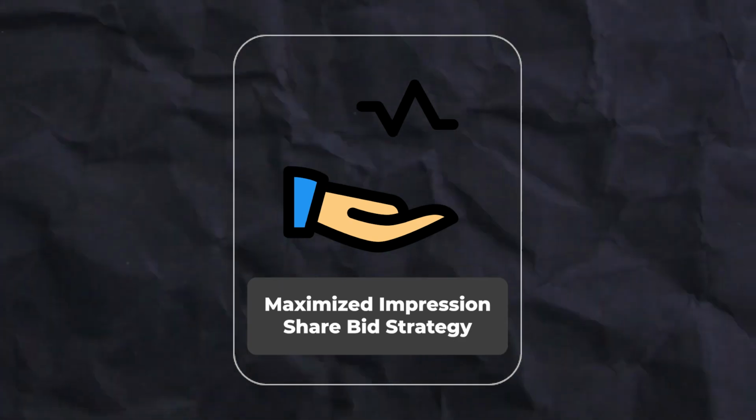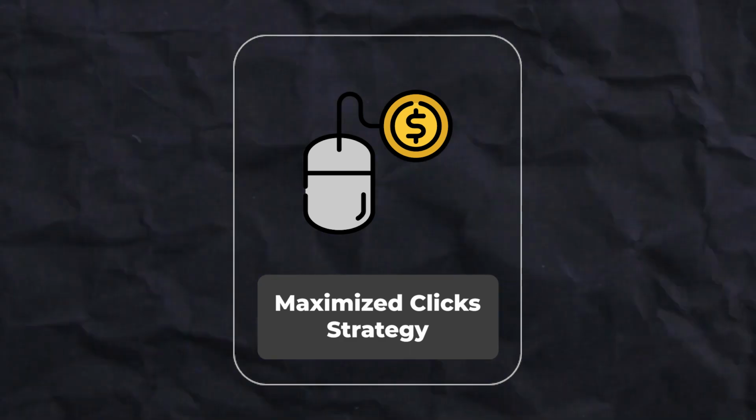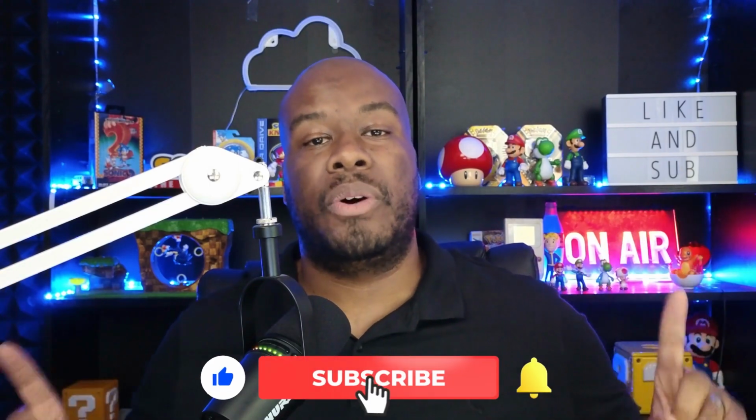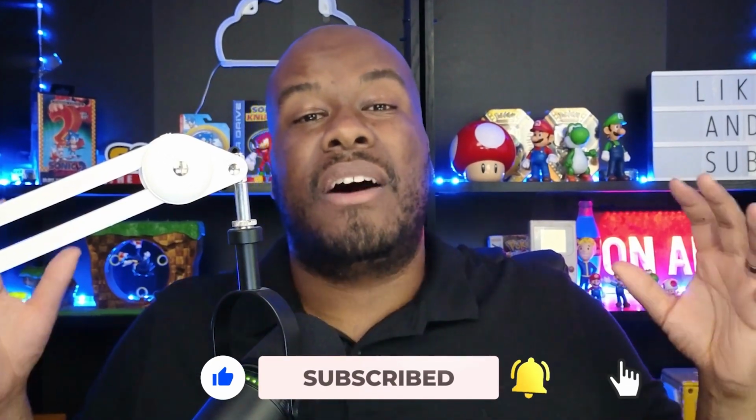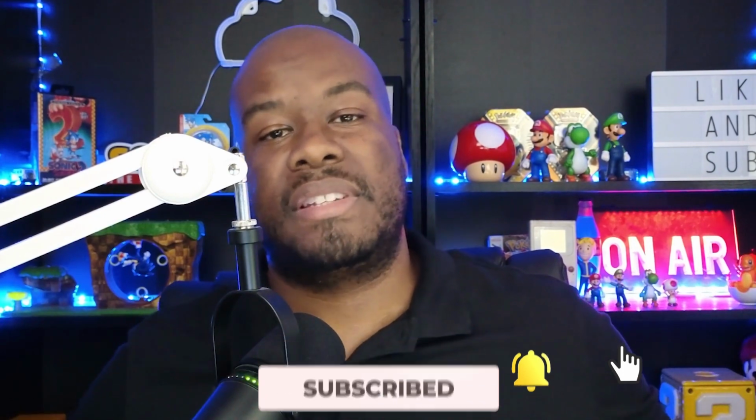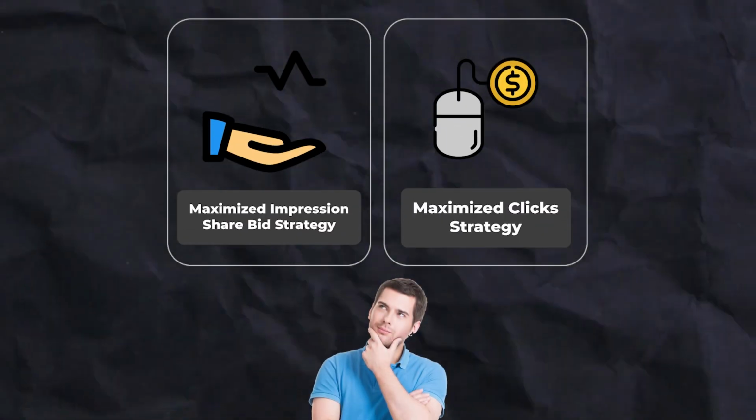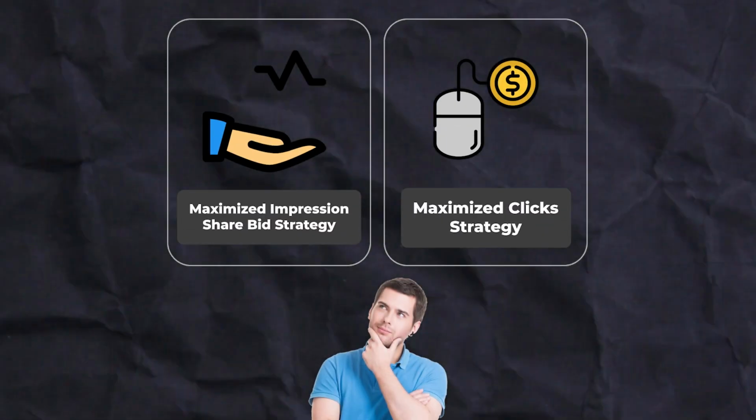We are going to look at a maximize impression share bid strategy and see how that weighs up against a maximize clicks strategy. Because these two strategies, believe it or not, are actually quite similar and are trying to achieve similar goals. So let's break down what these strategies are, how to use them, and which one is best for your business, and should you even be using these two strategies in particular.